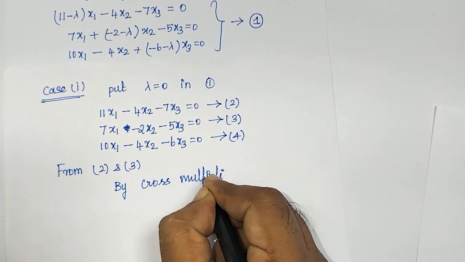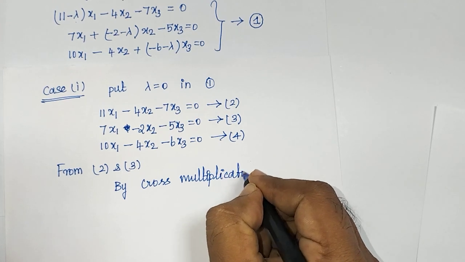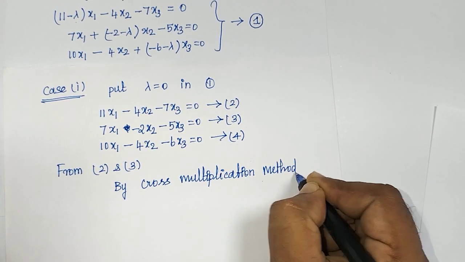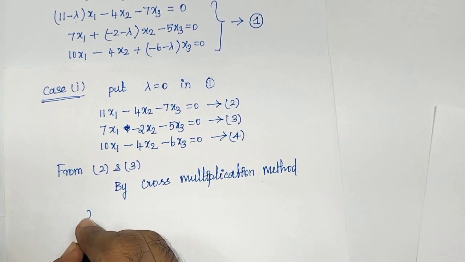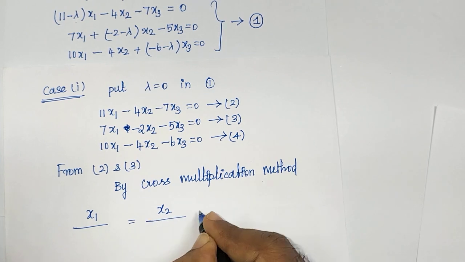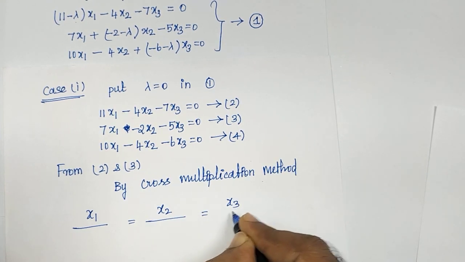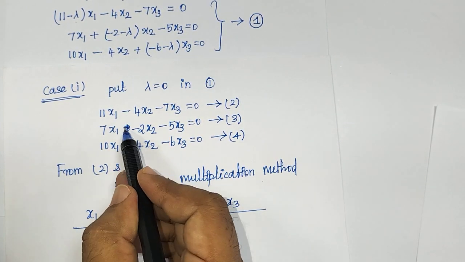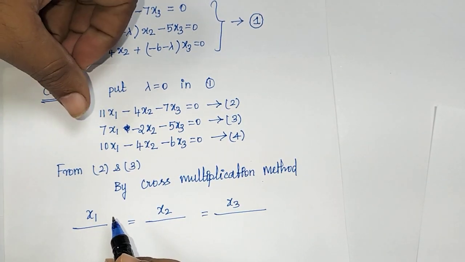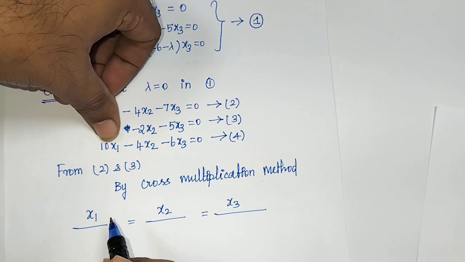Cross rule or cross multiplication method, I'm going to substitute here. So I'm writing x1 divided by blank is equal to x2 divided by blank is equal to x3 divided by blank. So I'm taking equations 2 and 3. First I'm going to find x1, so you can omit the x1 coefficient.